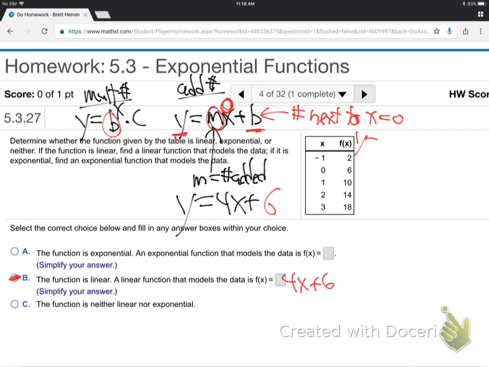Yeah, come up here and test it. Write 4x plus 6 and see if it's working. Put in negative 1. 4 times negative 1 plus 6. That's negative 4 plus 6? 2, yeah. Put in 0. 4 times 0 plus 6? That's 6. Yeah, it's working, isn't it? That's the right function. That's always the best way.